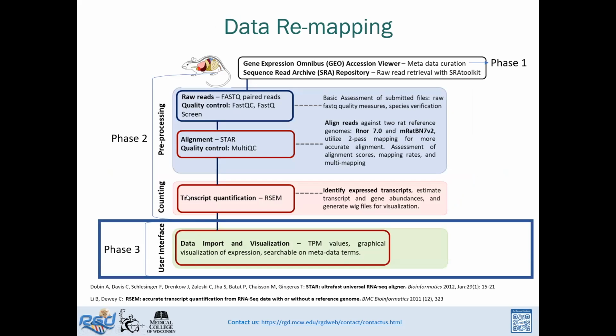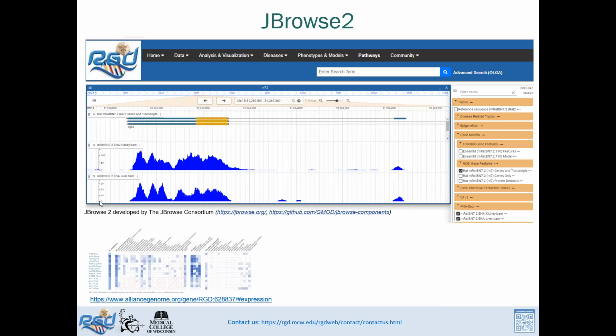The last part, phase 3, is data and visualization. Jennifer gave a really nice talk about JBrowse 2 as part of phase 3. We do have some of the publicly available expression data already loaded in, and you can see those tracks here. But we are looking to maybe increase our visualizations and use something like what's displayed here by the Alliance.